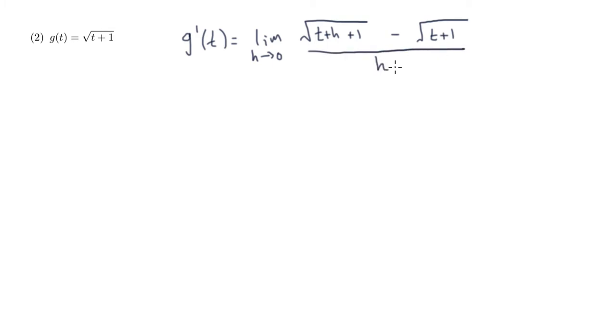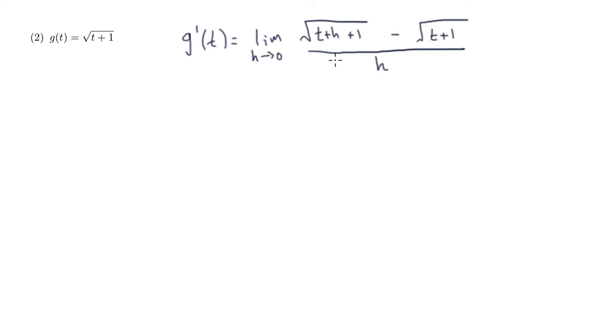Okay, so let's jump in and try to find the derivative function here. And we just start with what we know, the definition. The derivative, g prime of t, is equal to, by definition, the limit as h approaches 0 of square root of t plus h plus 1 minus square root of t plus 1, all over h. Okay, so we have practice with limits. We try to plug in 0, we're going to get an indeterminate form. So what do we do?